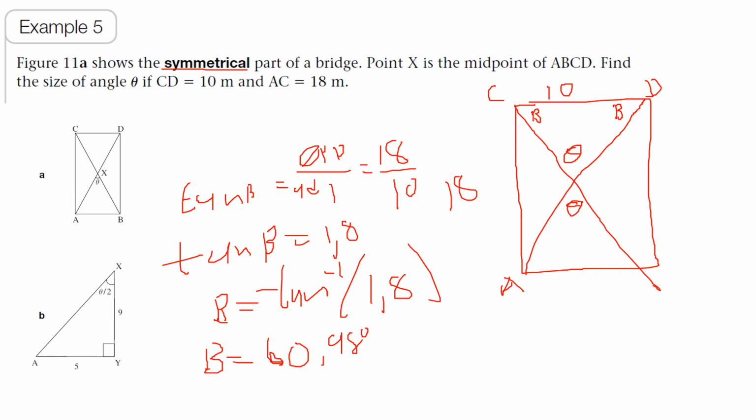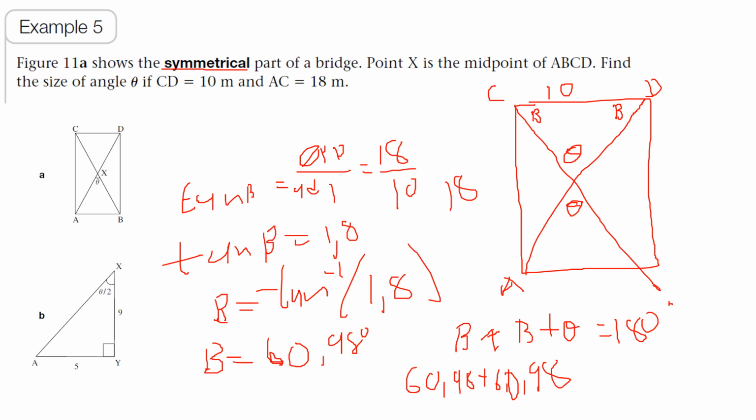Okay, so because we know the angle beta, we can find the value of theta. How can we find the value of theta? We say angle beta plus angle beta plus theta is equal to 180 degrees, because of angles in a triangle. So you just substitute here: 60.98 plus 60.98 plus theta is equal to 180 degrees.